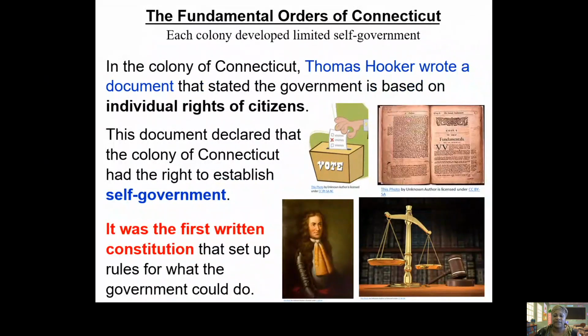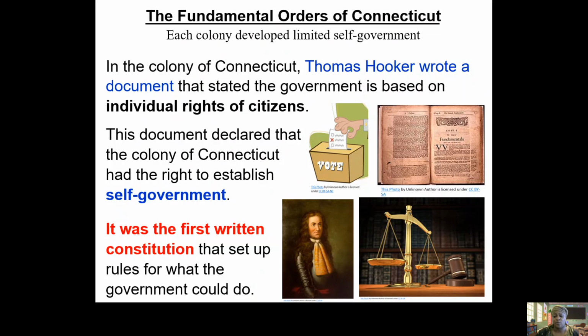Now, let's talk about the Fundamental Order of Connecticut. This is a document that was written by a man named Thomas Hooker. Now, Thomas Hooker is the one who established the colony called Connecticut. See, each colony was beginning to develop their own form of limited self-government. And so this document called the Fundamental Order of Connecticut, it was based on individual rights.